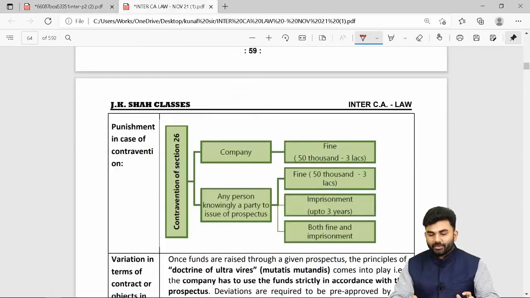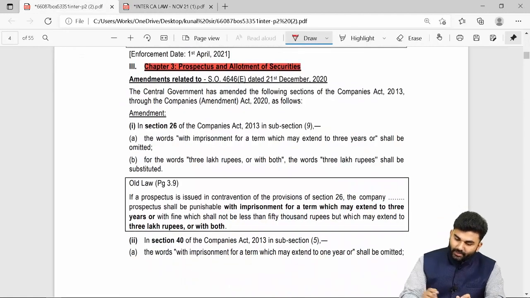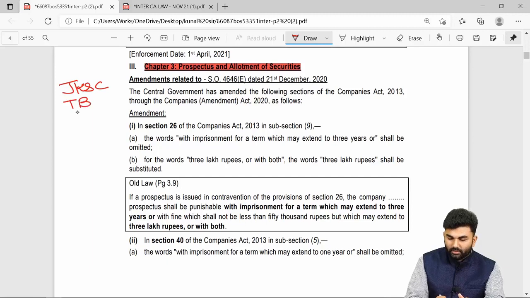So for these changes, you need to come upon your JKSS textbook page number 60. I'll just make a note over here. JKSS textbook page number 60.